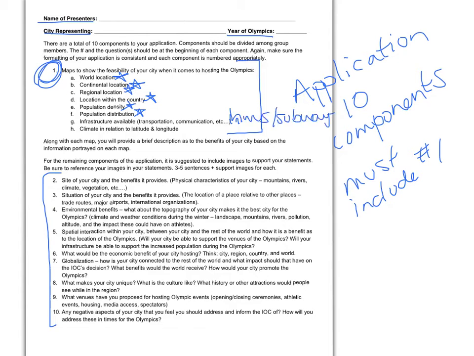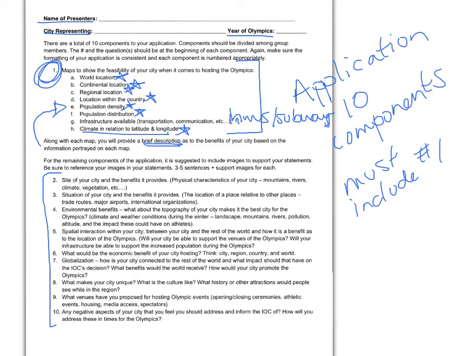Also, you must have some kind of map that shows the climate in relation to the latitude and longitude. Climate is really important here. As it is the Winter Olympics, you must be able to demonstrate that your city gets sufficient snowfall in order to hold outdoor events. So for each of these components, each of these maps, A through H, you must also provide a very brief description, maybe a sentence or two, that's just for number 1, as to the benefits of your city based on the information portrayed on each map.